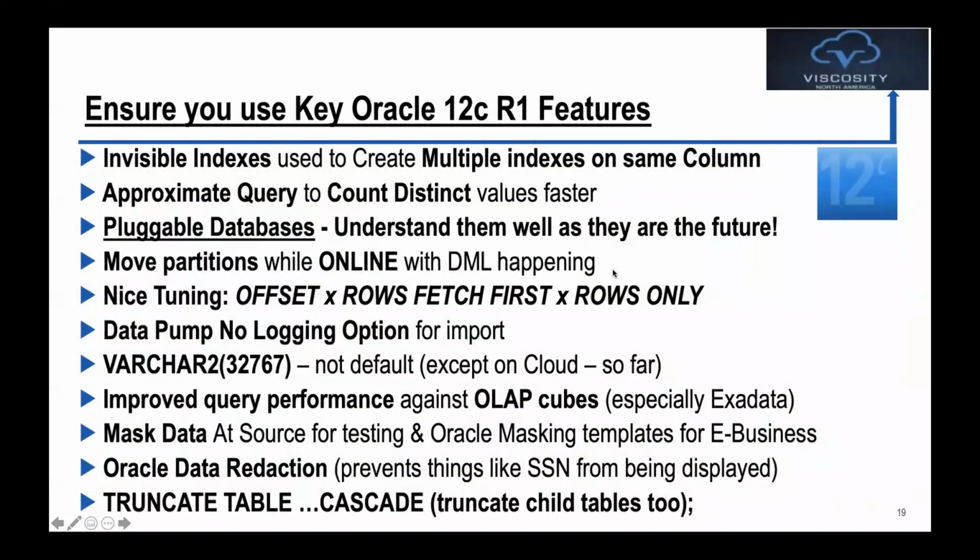Are you using the 12C R1 features? So before you go to 19, am I using those? Do I understand those? Invisible indexes on the same column is what Oracle's going to use to do automatic indexing. Approximate Query is going to be a way that Oracle is going to make analytics and machine learning fast. Pluggable databases are a way that Oracle is going to make it easy to move things around and go to IoT or big data. Partitions are a way that Oracle makes it very fast to access data because I'm only accessing a portion of it, but it allows me to move things while they're online.